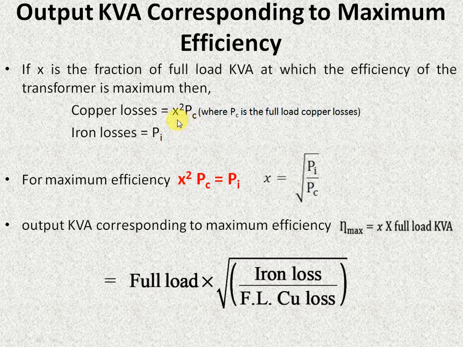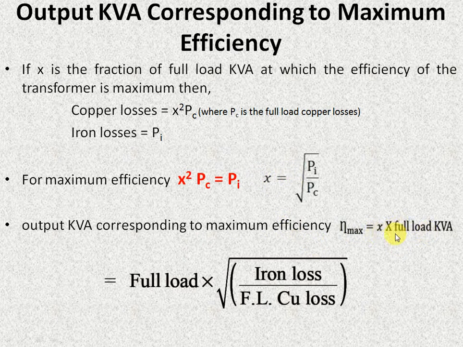That same thing is written here in terms of the fraction X, where the total copper loss is considered as PC and the iron loss is PI. At this particular fraction of the full load kVA, the maximum efficiency condition is occurring, which means these two terms will be equal. So for maximum efficiency condition you have to equate these two terms, and you will get the value of that fraction X as square root of PI by PC. So you can find the kVA corresponding to maximum efficiency as X times the full load kVA.